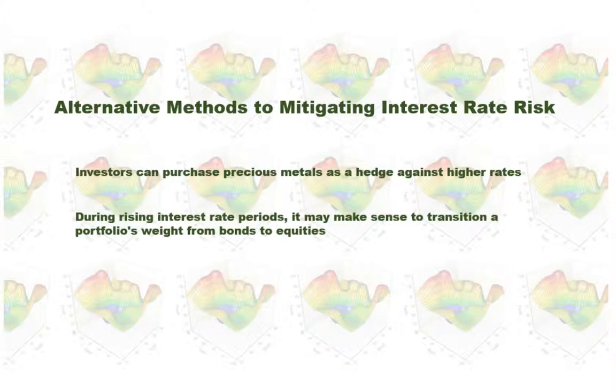Equities also tend to outperform during rising interest rate periods, which means it may make sense to transition a portfolio's weight from bonds to equities. In particular, growth stocks tend to do the best when interest rates are on the rise, while dividend stocks become less attractive. The opposite is true when interest rates are on the decline.